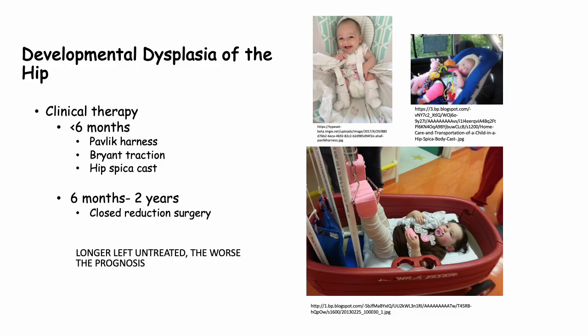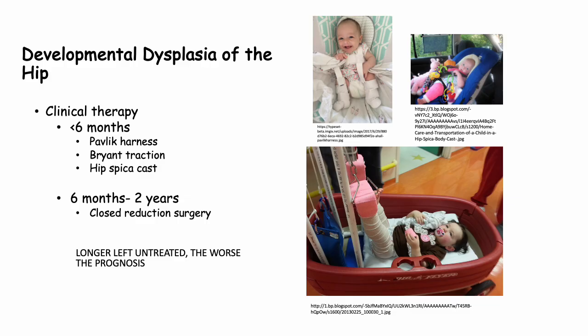I have, honest to tell you, not seen a lot of kids go that far. Usually the Bryant's traction, which is on the bottom there, or the hip spica cast, although those things are used, they tend to use the Pavlik harness first. It's the least invasive. You can clean around it. The parents, you want to try to do a little motion, but you can clean under it.